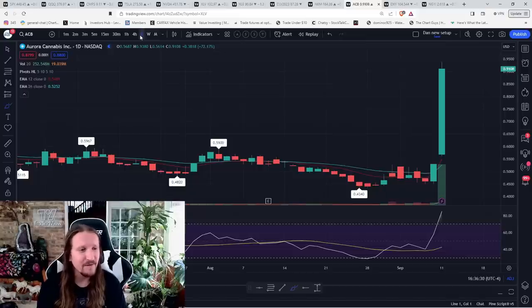Nothing wrong with taking profit into strength. You're not going to nail the top. You're not going to nail the bottoms. Partial positions are the way to go.